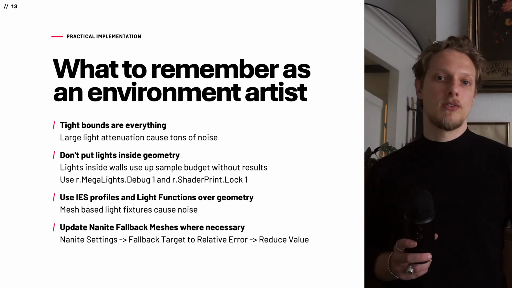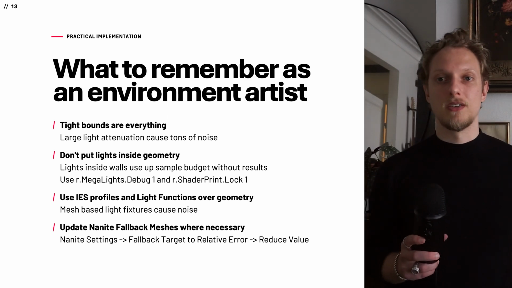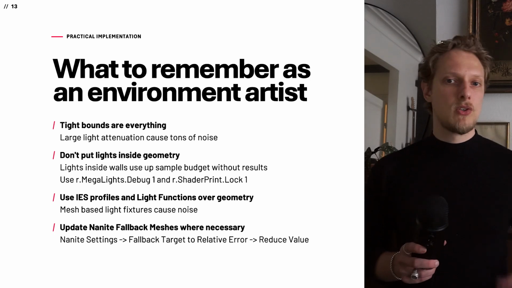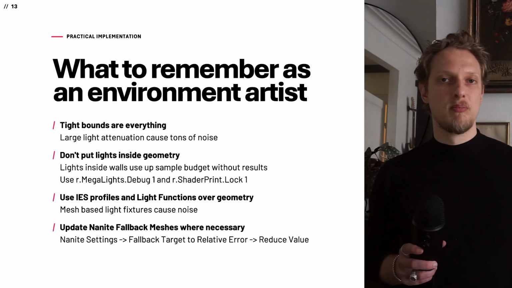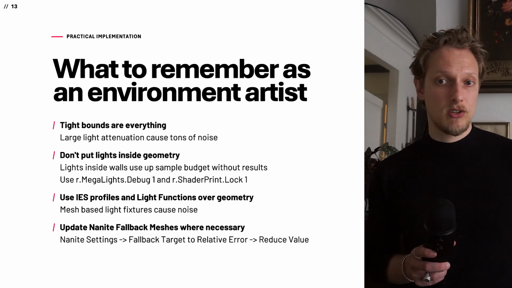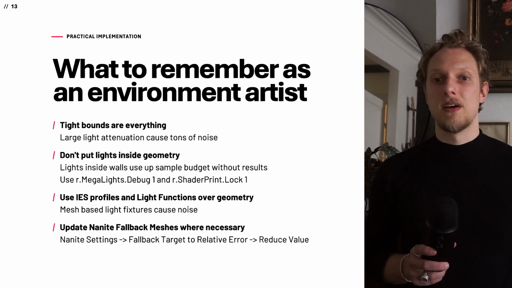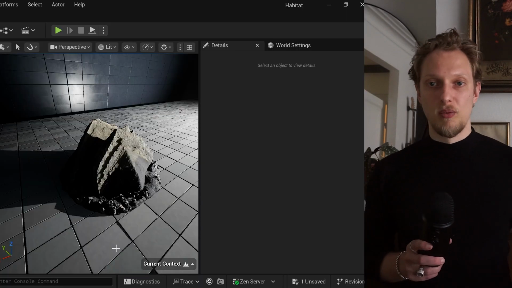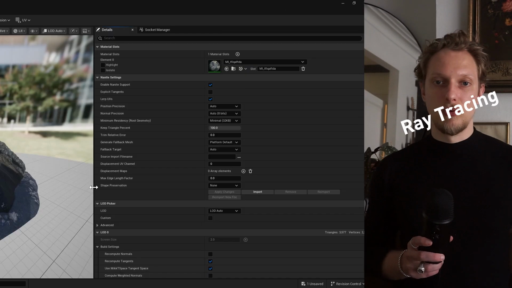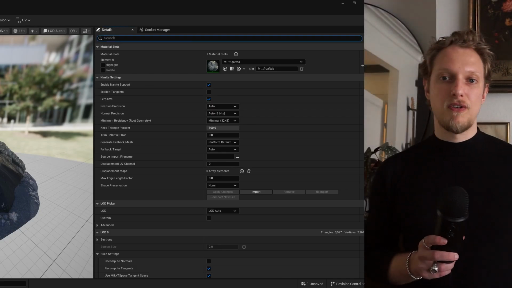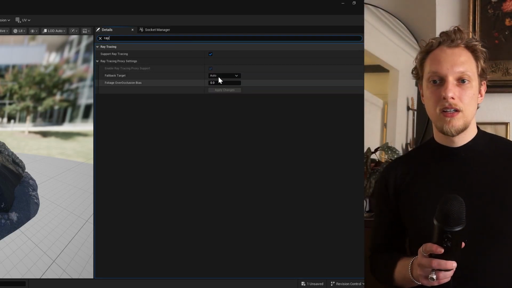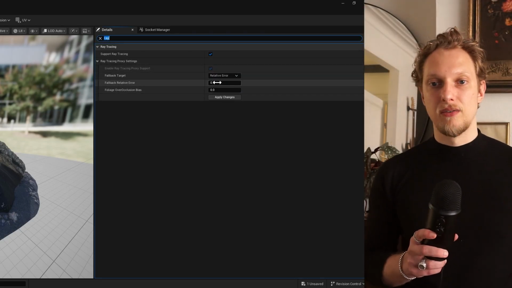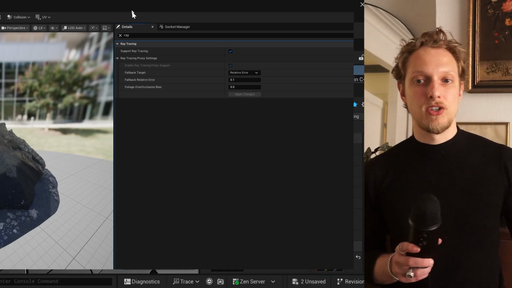Also keep into account the Nanite fallback mesh quality for your shadow casters. When you see gaps or missing shadows on important geometry, the first suspect should be the Nanite fallback mesh being too low poly. Just open the static mesh editor, go to Settings, set fallback target to relative error, reduce the fallback relative error value, and click Apply Changes.